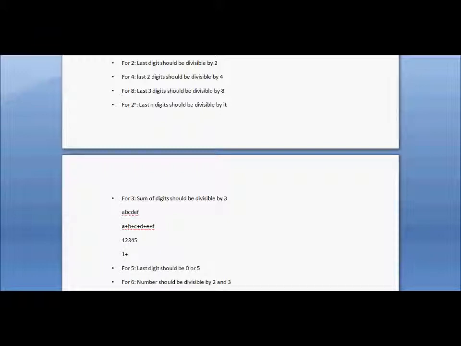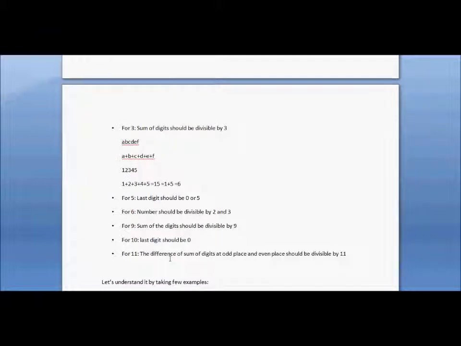The sum of the digits is 1 plus 2 plus 3 plus 4 plus 5, which is 6 and 10, 15. Sorry, 15. Again, 15 can be written as 1 plus 5, which is 6. Now 6 is divisible by 3, and hence we would say 1, 2, 3, 4, 5 is divisible by 3. It's that simple. We have to just find the sum of the digits. If the sum of the digits is divisible by 3, we say the entire number is divisible by 3.